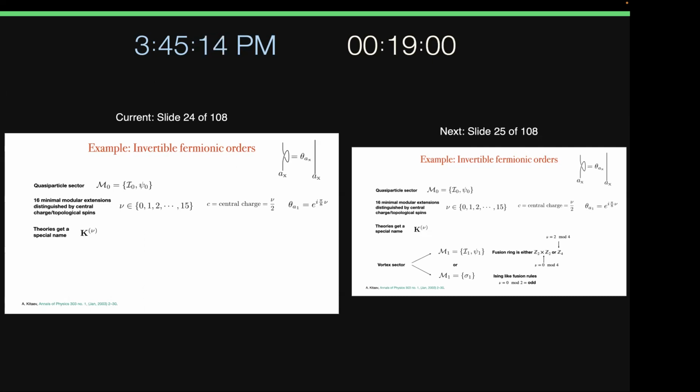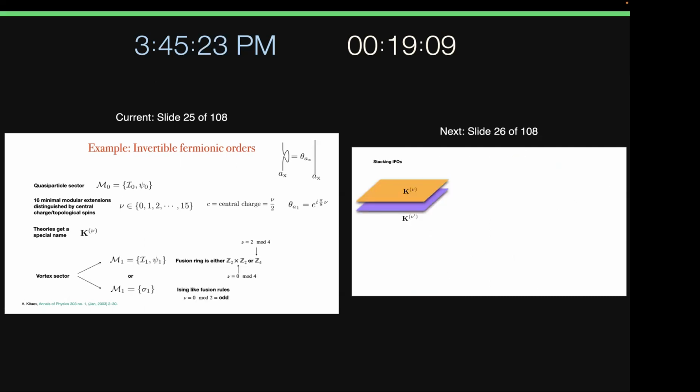A sub 1, so the 1 means it lives in the vortex sector, and A just means it's one of the objects in the vortex sector. So I'll show what the vortex sector is right now. The vortex sector takes two forms. If nu is odd, you only have one object, sigma, and it has quantum dimension √2. If nu is even, depending on whether it's 0 mod 4 or 2 mod 4, the fusion ring of our theory will either be Z2 times Z2 or Z4. Okay, and all of the topological data in these theories can be parameterized by this integer nu that labels the theories.